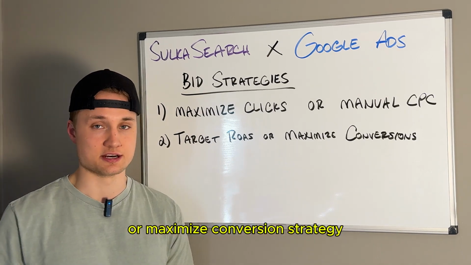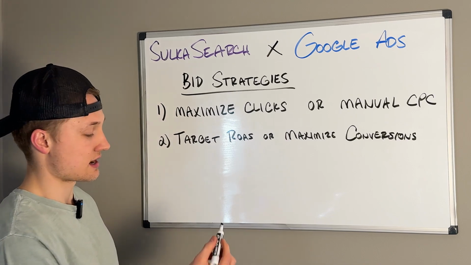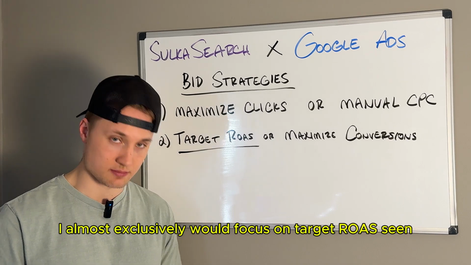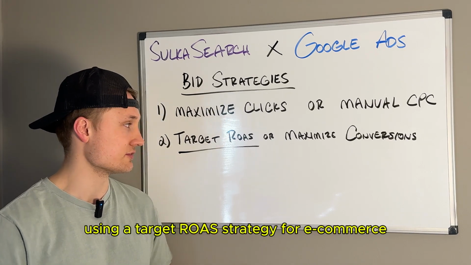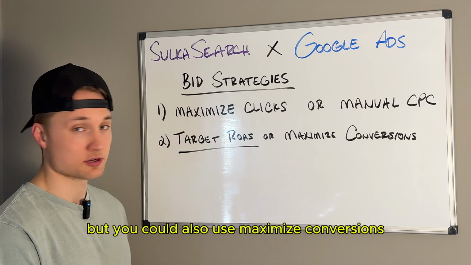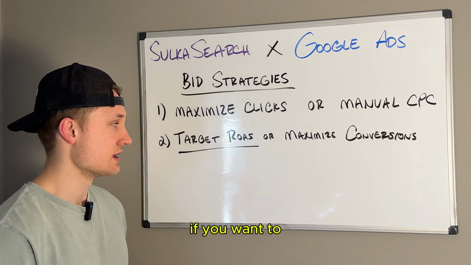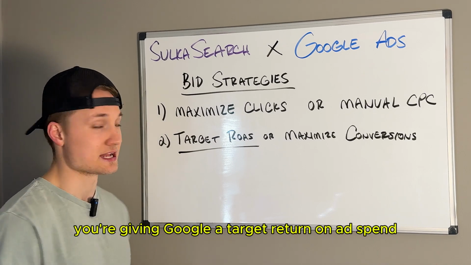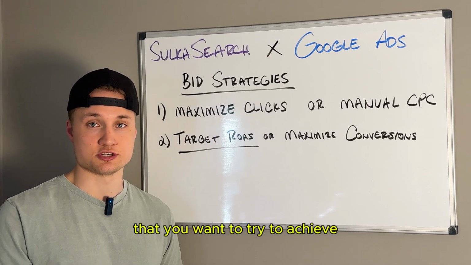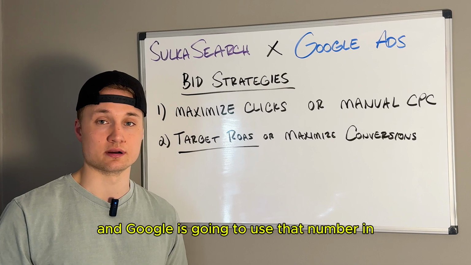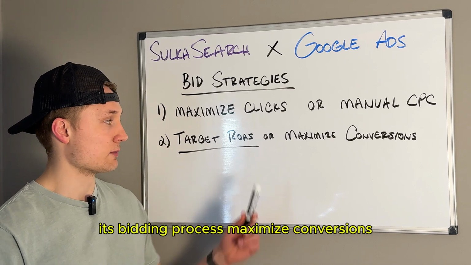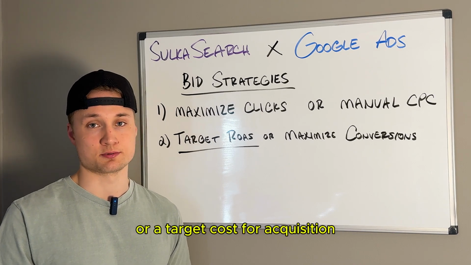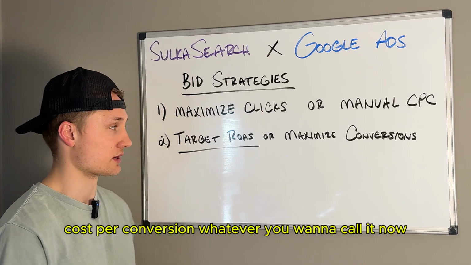Once conversion data comes in, that's when you're going to want to switch over to a Target ROAS or maximize conversion strategy. Now for e-commerce, I almost exclusively would focus on Target ROAS. I've seen the best performance using a Target ROAS strategy for e-commerce, but you could also use maximize conversions if you want to. The difference is with the Target ROAS strategy, you're giving Google a target return on ad spend that you want to try to achieve, and Google is going to use that number in its bidding process. Maximize conversions, you're going to give it a target CPA, or a target cost per acquisition, cost per conversion, whatever you want to call it.